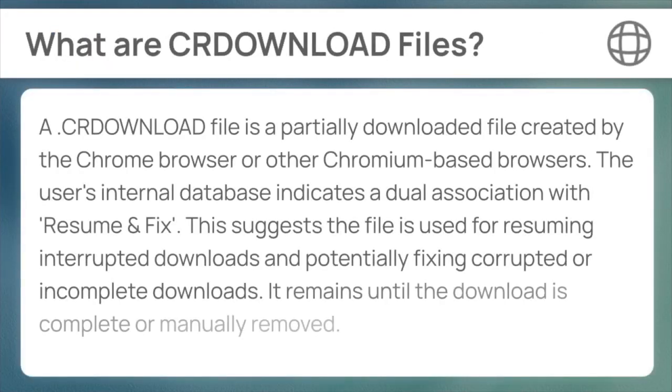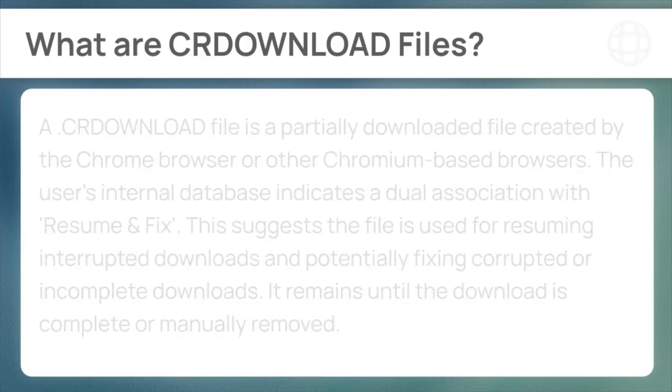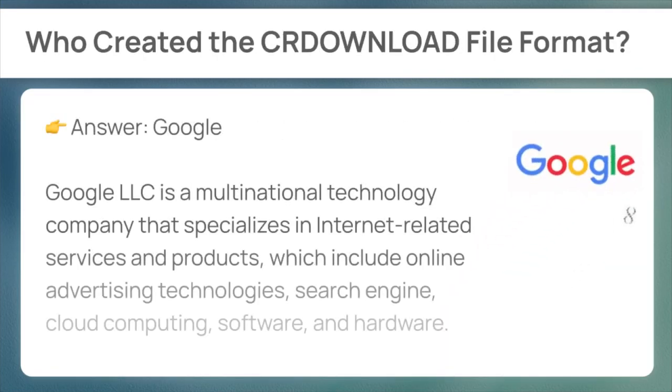A CR download file is a partially downloaded file created by the Chrome browser or other Chromium-based browsers. The user's internal database indicates a dual association with resume and fix. This suggests the file is used for resuming interrupted downloads and potentially fixing corrupted or incomplete downloads. It remains until the download is complete or manually removed.